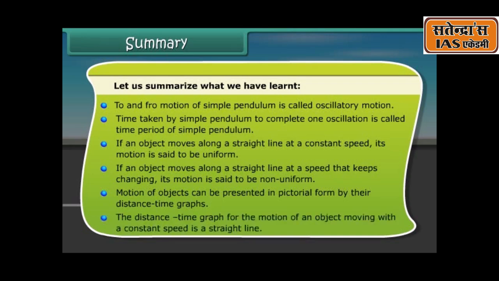The distance-time graph for the motion of an object moving with constant speed is a straight line.